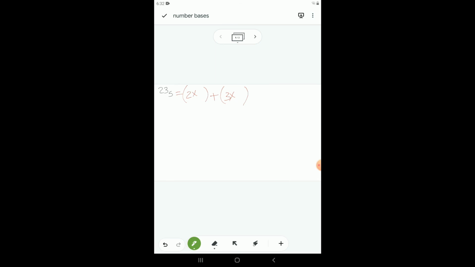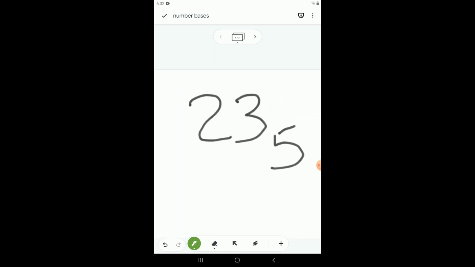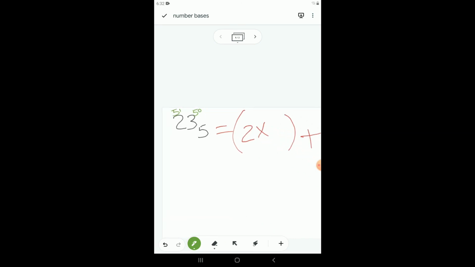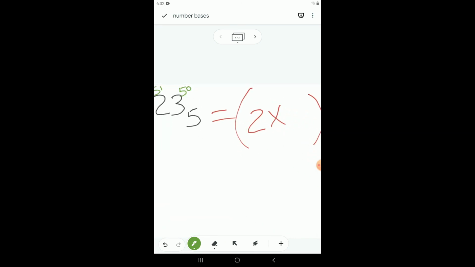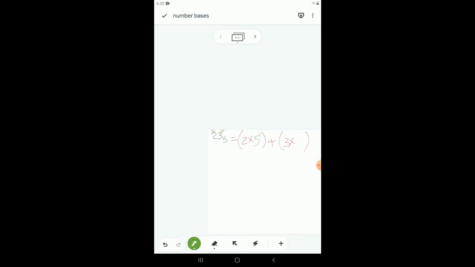Now we're going to figure out the place values over here. So when we look at this, 23, it means that this would be 5 to 0 and this would be 5 to 1. Very good. So it means the 2 will be multiplied by 5 to 1, and then the 3 will be multiplied by 5 to 0. Very good. So this is what we have so far.